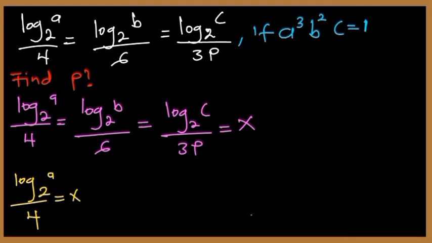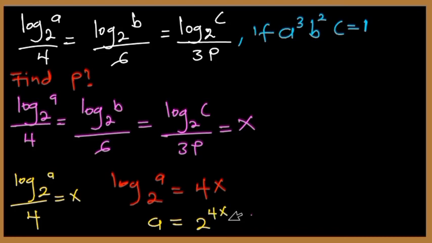So we can do our cross multiplication. So doing that, I'll have my log 2 to the power a equals 4x. So applying one of the log rules, I will have my a equals 2 to the power 4x. So now we've gotten a. So let's put it aside.